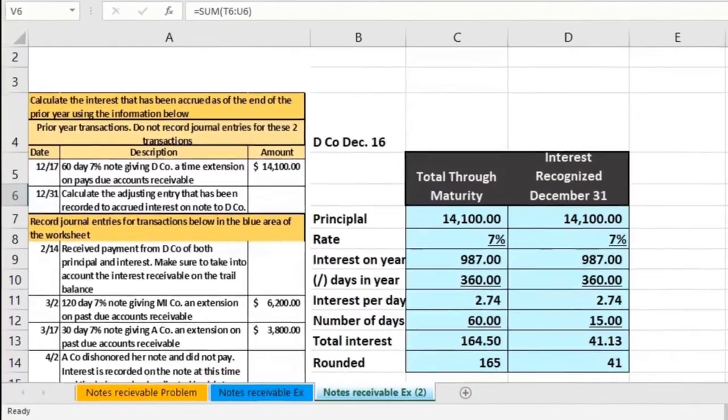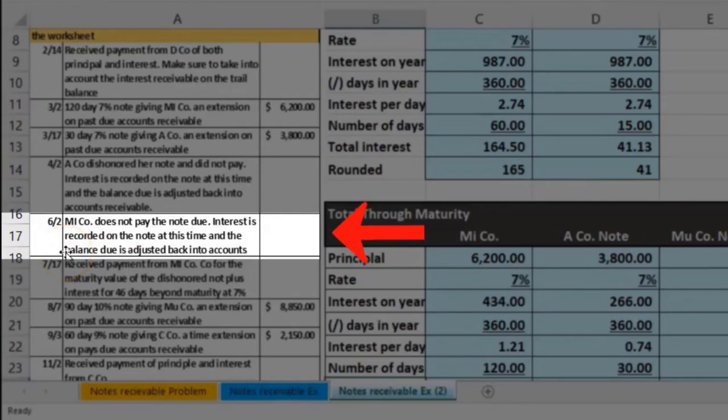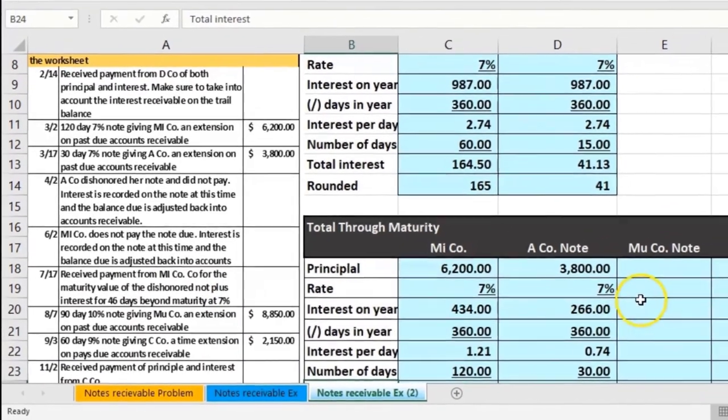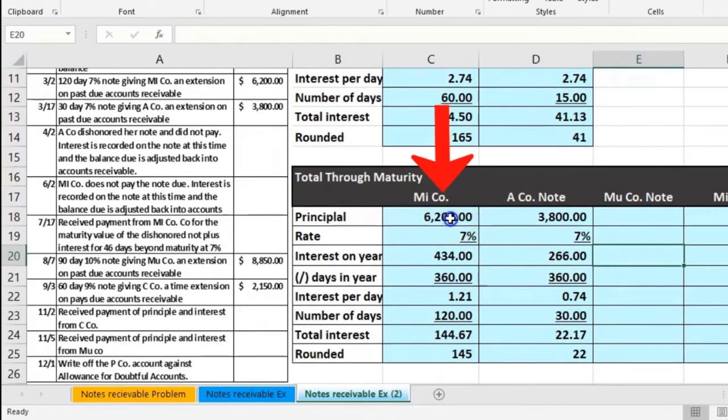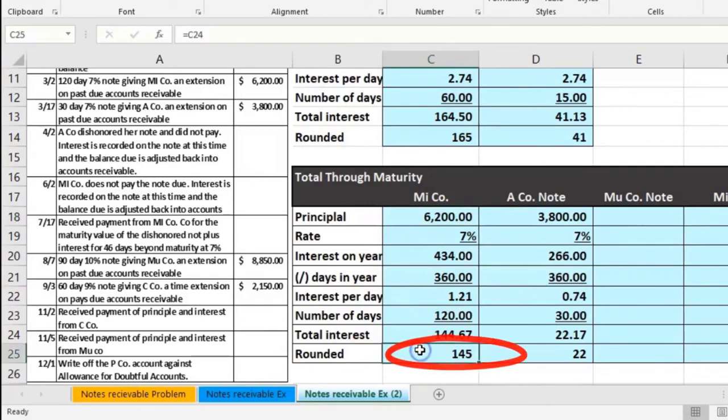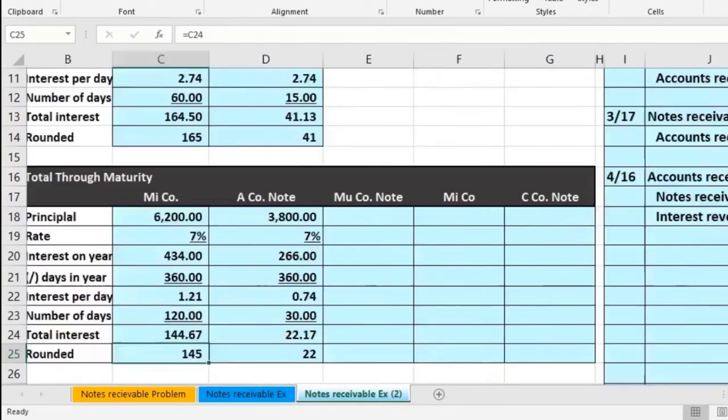Next transaction. 6.2, where we say that MI company does not pay the note due. Interest is recorded on the note at the time and the balance due is adjusted back into accounts receivable. So we've got the same type of situation for the MI company not paying us, so we're going to put it back into the accounts receivable. We can see that the original amount was 6,200 we took out of accounts receivable and put into notes receivable. We then generated 145 of interest revenue. Therefore, the 6,200 plus the 145 is what's going to have to now go back into accounts receivable. So this is going to be 6,2. I'm going to remember that first this time.